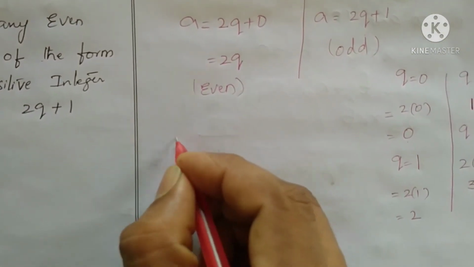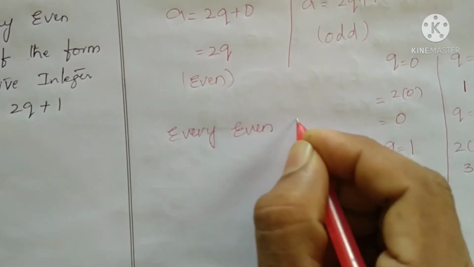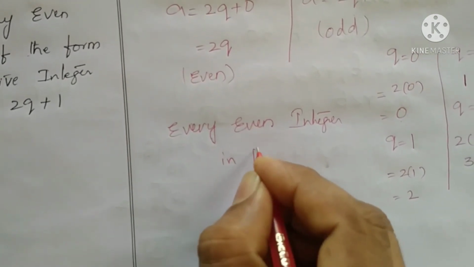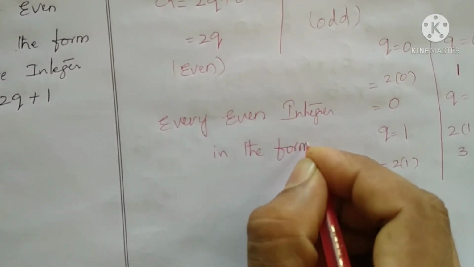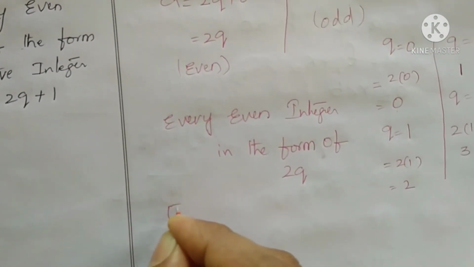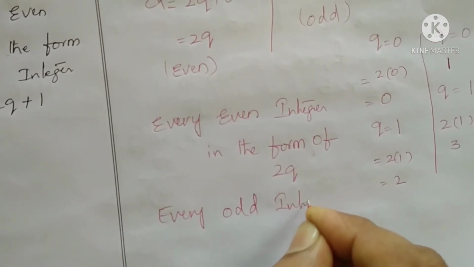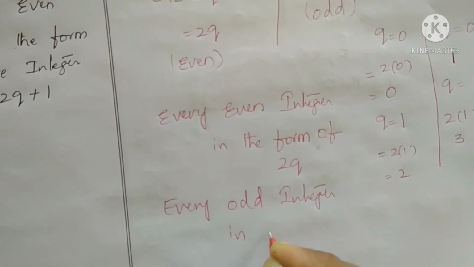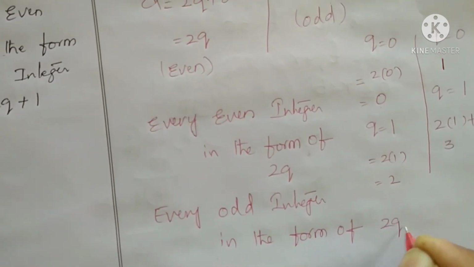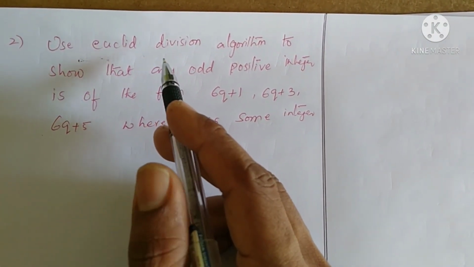So finally, every even integer is in the form of 2q and every odd integer is in the form of 2q plus 1. This is the second problem from exercise 1.1.